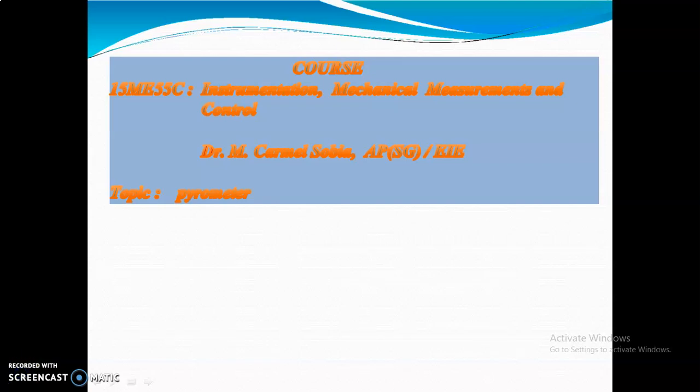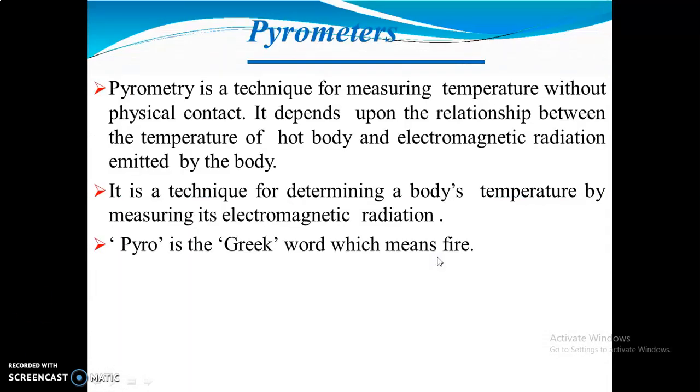Hi students, today we are going to see about the pyrometer. What is the use of a pyrometer? We should understand that a pyrometer is a device used to measure temperature. There are many devices used for measuring temperature: thermocouple, thermistor, RTD. Then one more device is called the pyrometer.